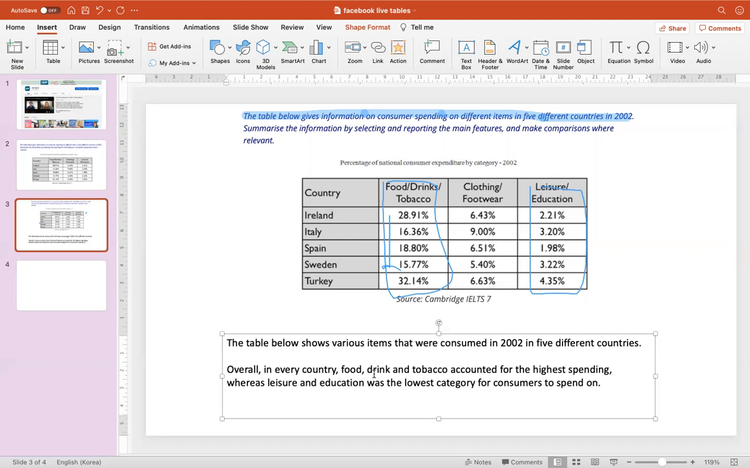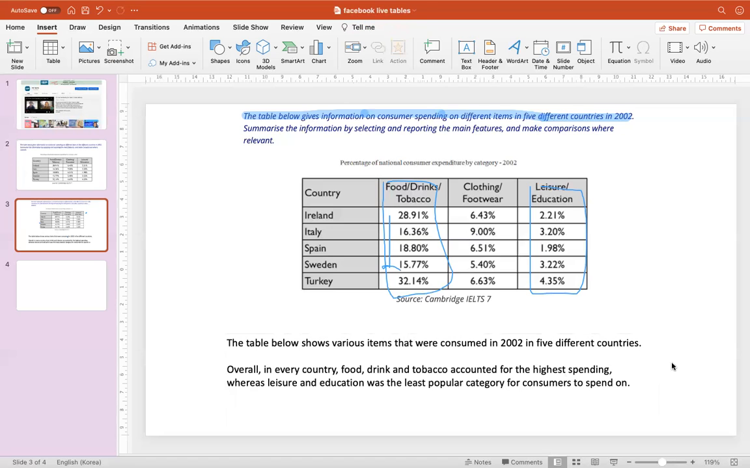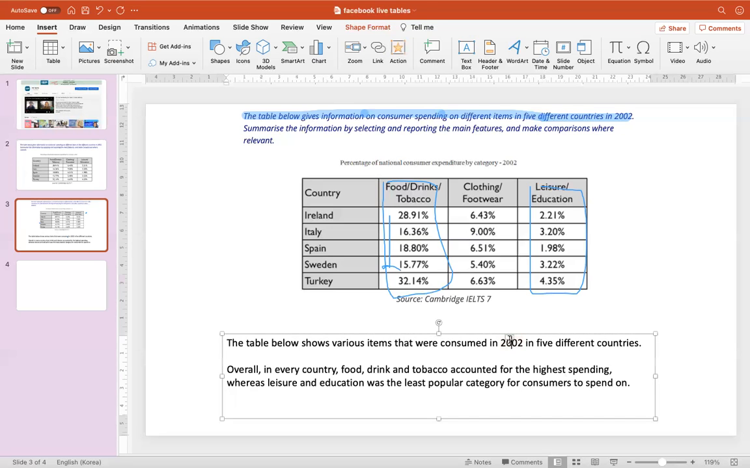So overall, in every country, food, drink, and tobacco accounted for the highest spending, whereas leisure and education was the lowest category for consumers to spend on, or the least popular. Maybe we can say least popular category. Maybe I'll change it to that. Okay, so that's our introduction. Very simple, just one sentence. Our overview in this case is one sentence. You can include more in your overview if you want to. You can make it 2 sentences.